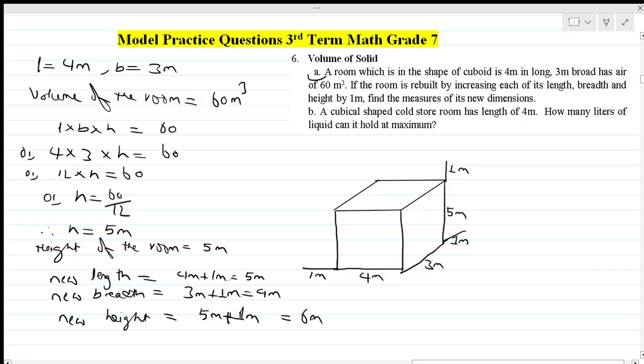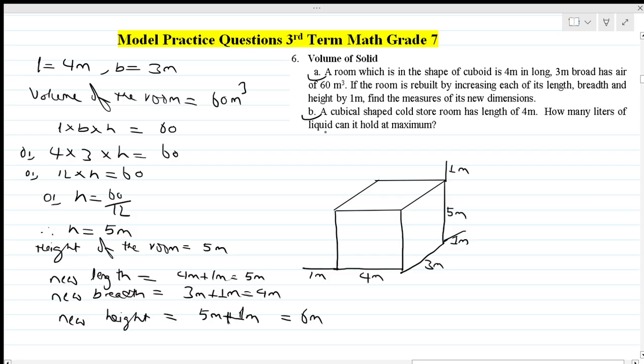So that is done. And if you are asked to find the volume, or how many meter cube of air is contained in the new room, we can find it by taking the product of these three new dimensions: length, breadth, and height. So that's part A. I made it clear. Now let's go with part B.